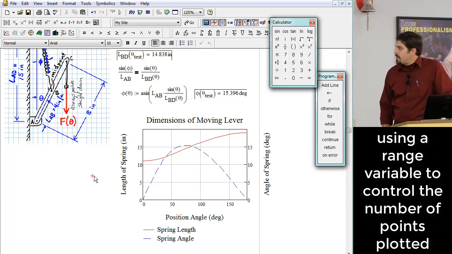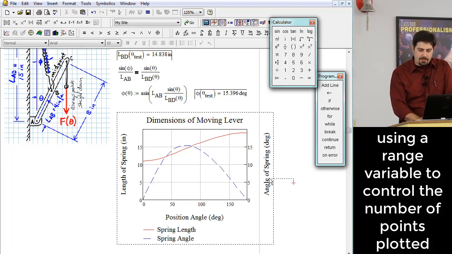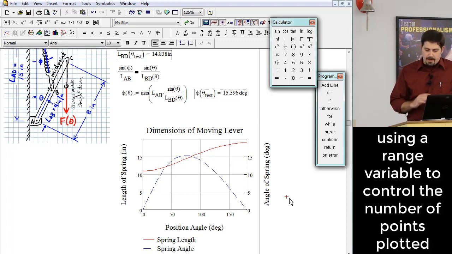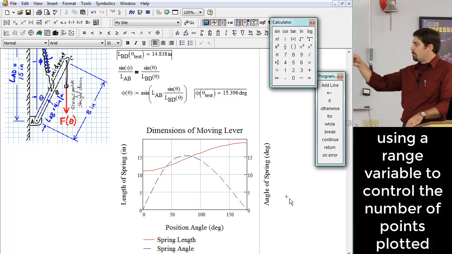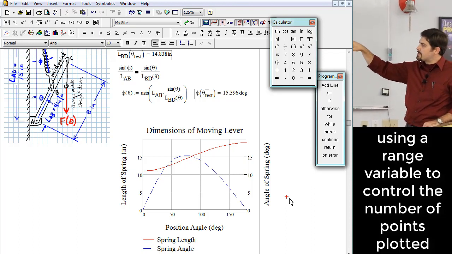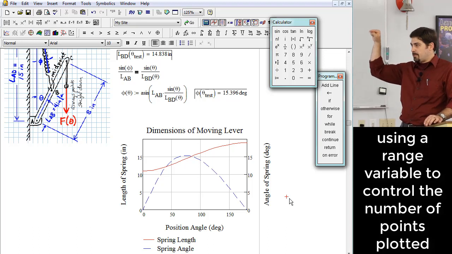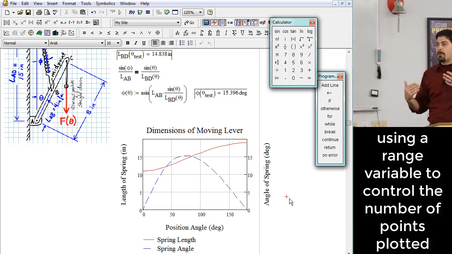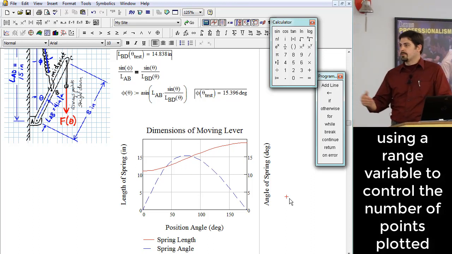Let me show you one other thing that you can do to control this. It involves entering something that's called a range variable. Range variables allow you to set up exactly how many points your plot will plot. Behind the scenes for these traces that you see right here, there are actual data points that it is interpolating between. Sometimes you want to change that. You might want to have more, you might want to have less. Most of the time when I'm doing this, it's because I want more, right?